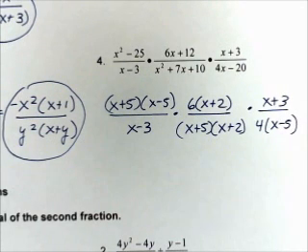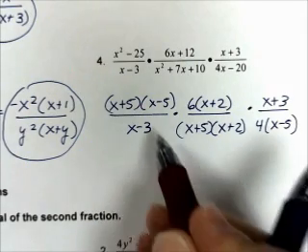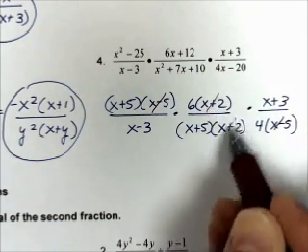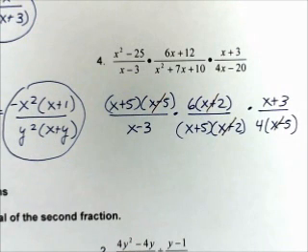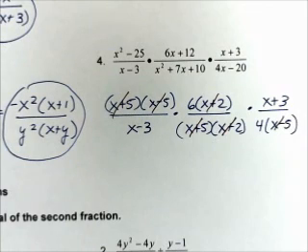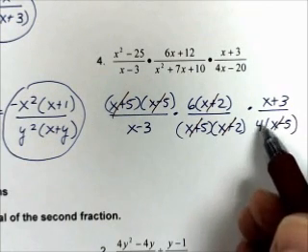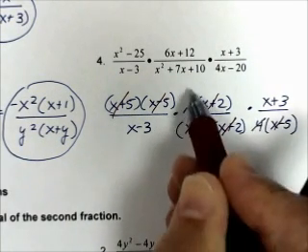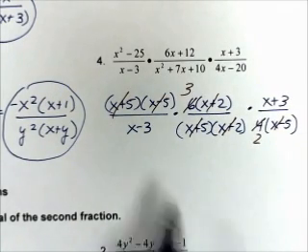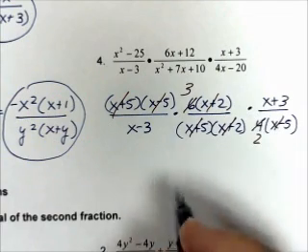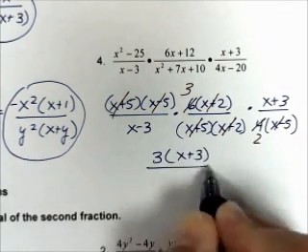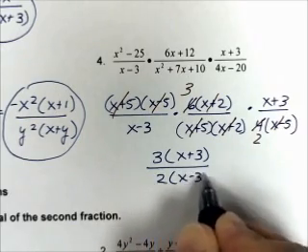Dividing out, what's common to numerator and denominator? x minus 5's divide out. x plus 2's divide out. x plus 5's. And one more thing, the 4 and the 6 reduce, dividing each by 2, 3, and 2. So our end result is 3 times x plus 3 over 2 times x minus 3.